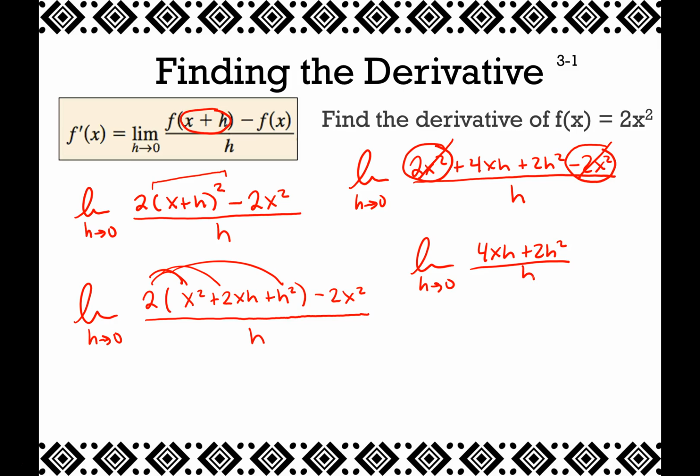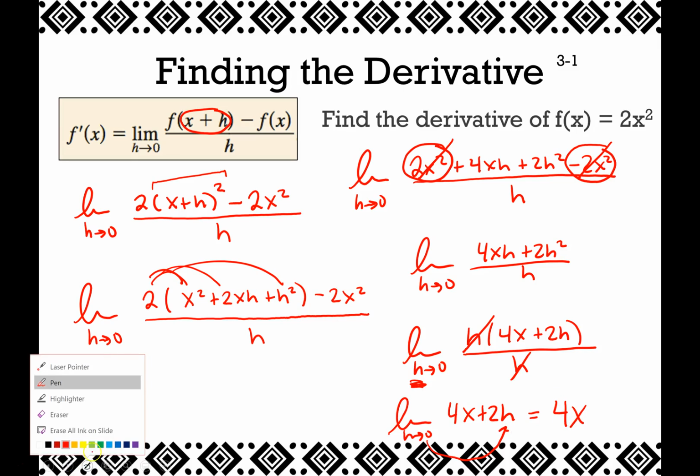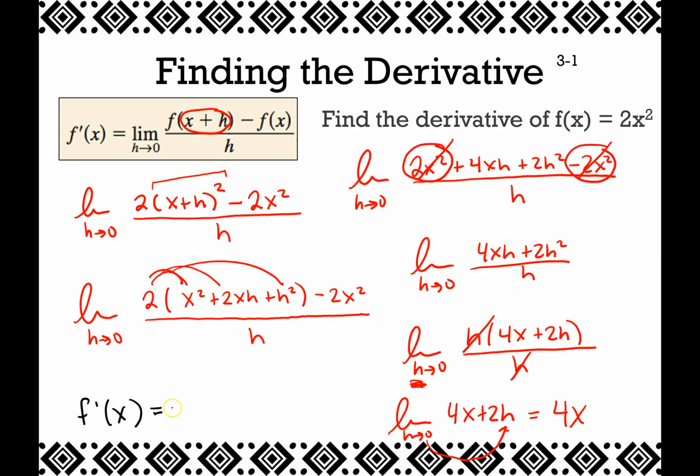So now I'm going to pull out an h. So it's going to be the limit as h approaches 0. Pulling out an h, I'm going to have a 4x plus a 2h all over h. So now my h's cancel out. And now I'm left simply with the limit as h approaches 0 of 4x plus 2h. Well, I'm only putting 0 in for h. So I'm putting the 0 in here, and that's going to get me an answer of 4x. So our final answer is going to be f prime of x equals 4x.